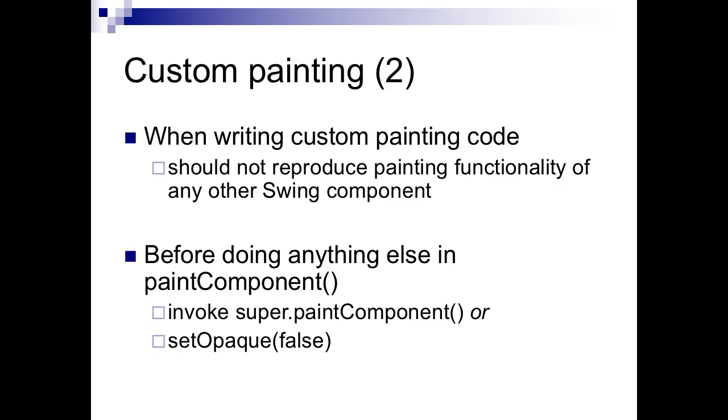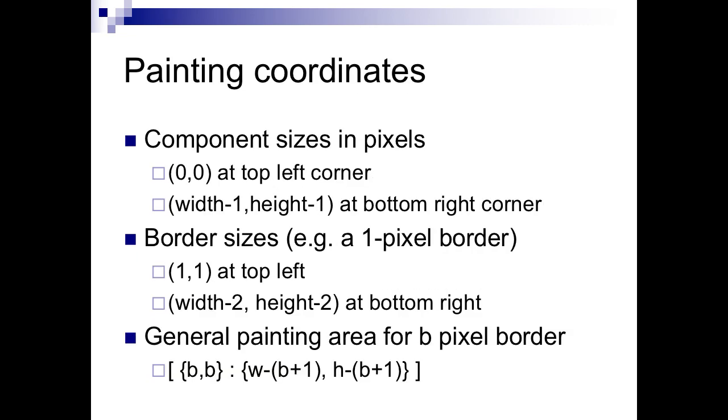So if you're going to write custom paint code, you should probably think about calling super.paint. In this way, anything that's been painted by superclasses after you've done some subclassing will get painted.